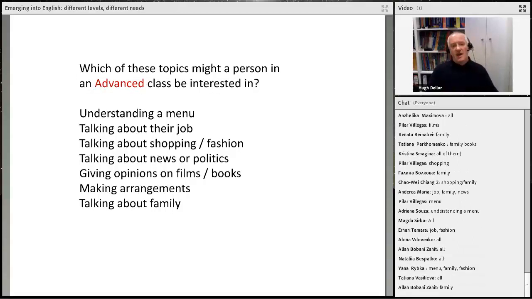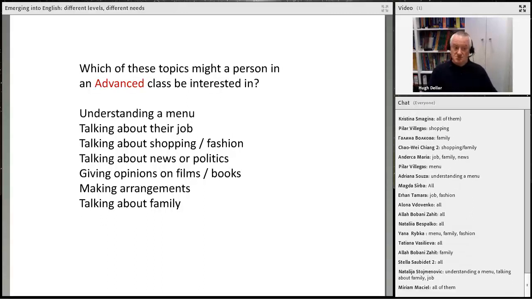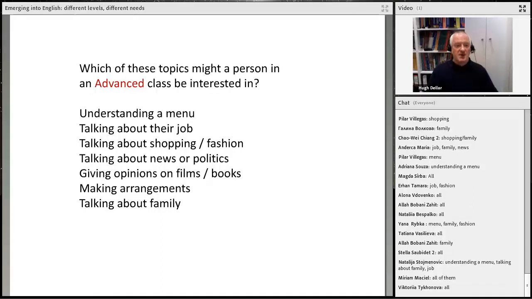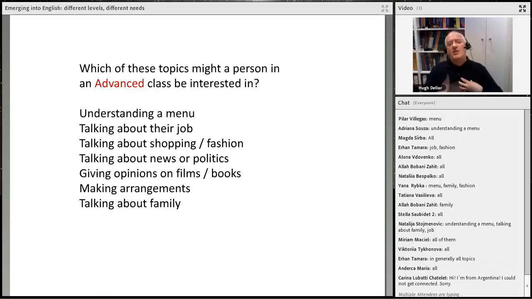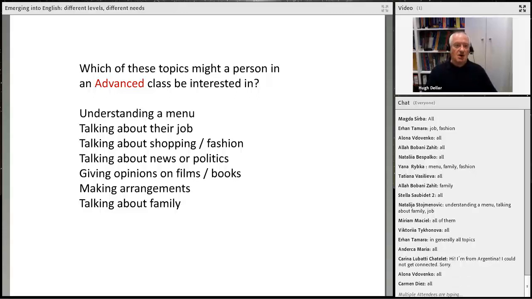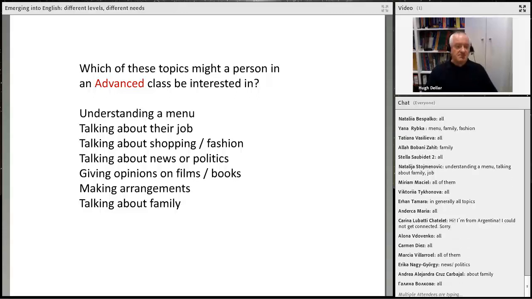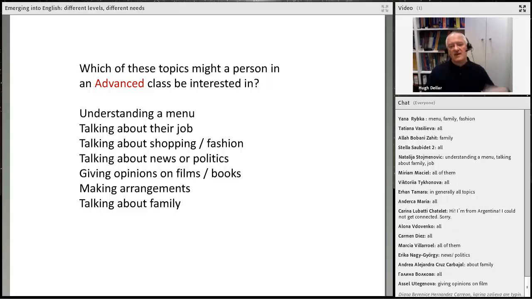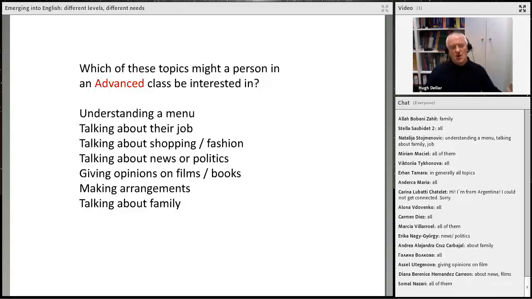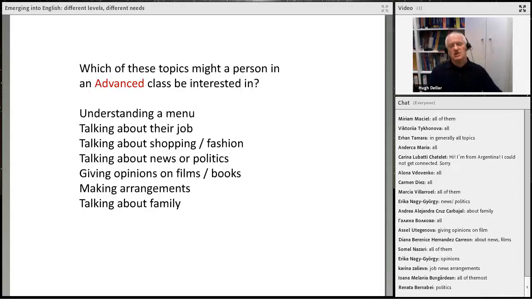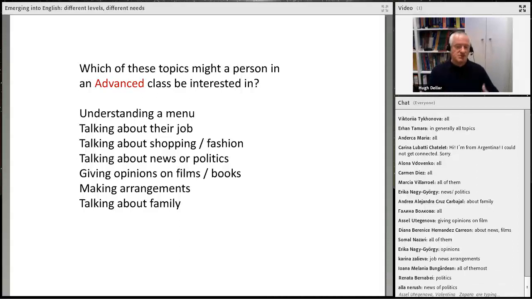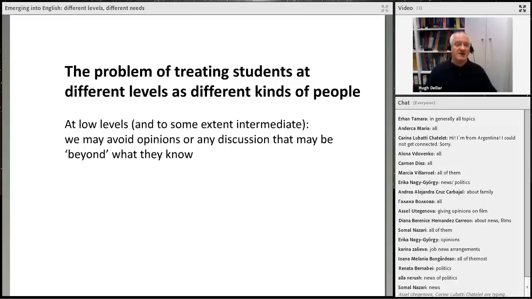In the same way, when you think about being an advanced student, okay, which of these topics might you be interested in? Well, all of them, presumably, because just because your language has changed, the things you want to talk about as a person remain fairly similar. So I think, again, another way of thinking about what happens as language learners is we don't necessarily move from wanting idiot conversations to wanting super sophisticated conversations. We often want to be able to talk about similar kinds of things. We just get better at talking about them as we go up the levels.